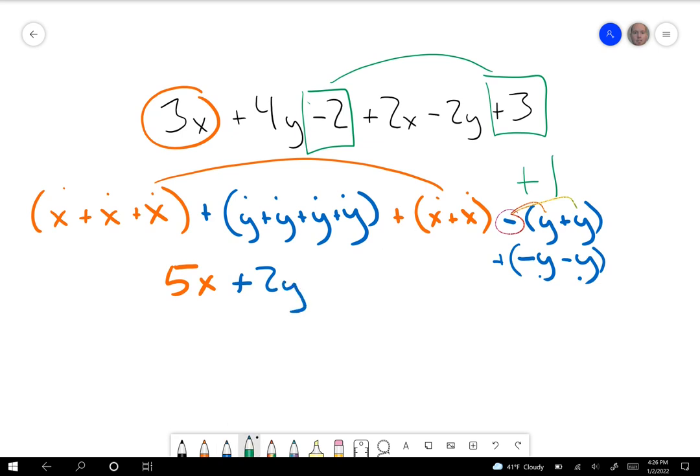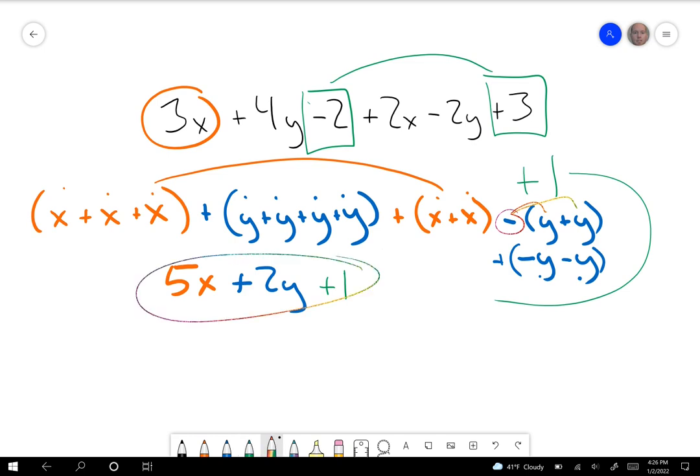And then we take that constant of 1 and put it back in, and we have the same expression our teacher got. But you can see how the shortcut is a lot faster. So that's why we use a shortcut.